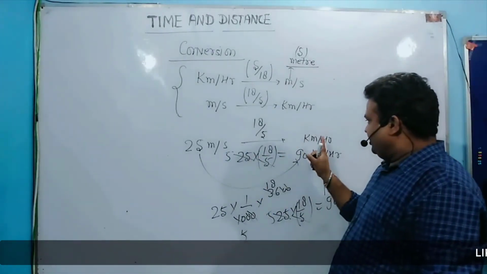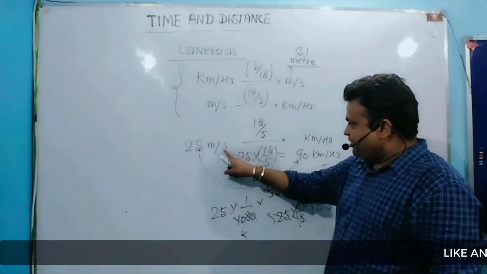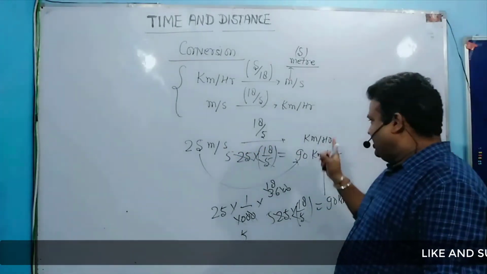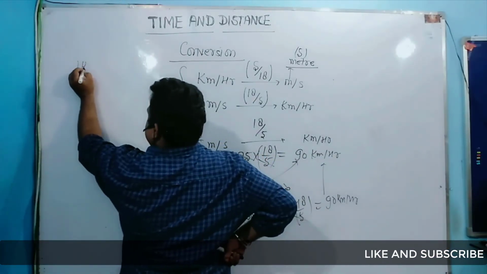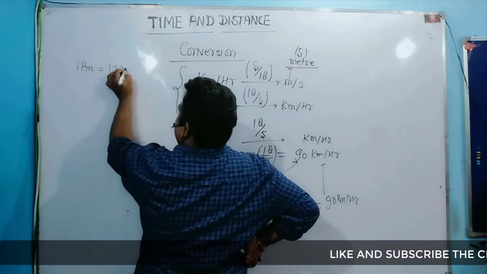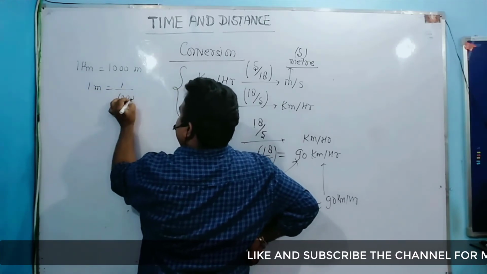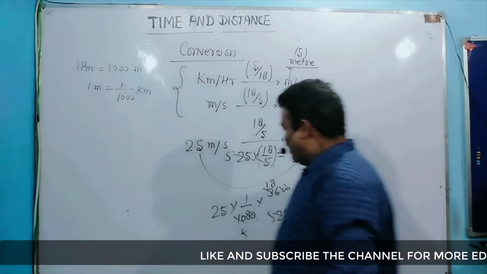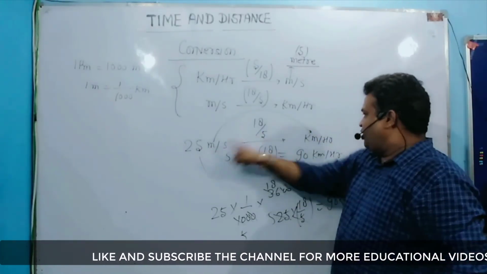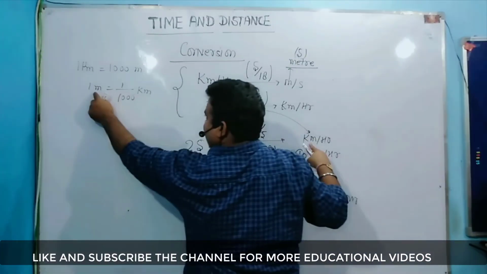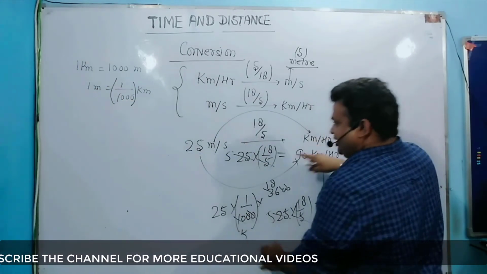Here I am converting the meter value into kilometer terms. Here I am calculating the second value in hour. Look at the board. 1 kilometer is equal to 1000 meter. So what is 1 meter value? 1 by 1000 kilometer. Since I am converting this value into kilometer, I need to convert my meter value into kilometer. So what is my meter value in kilometer? 1 by 1000, sir.